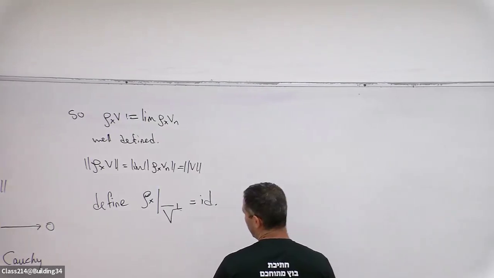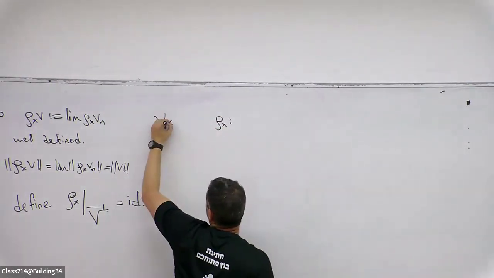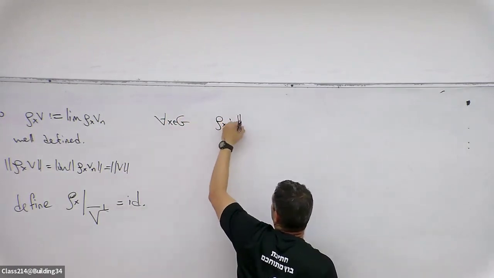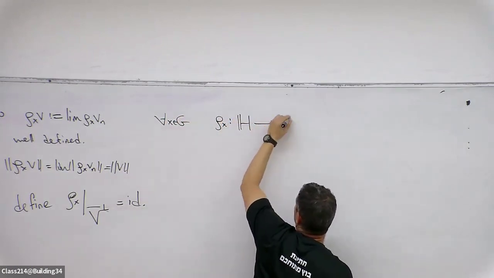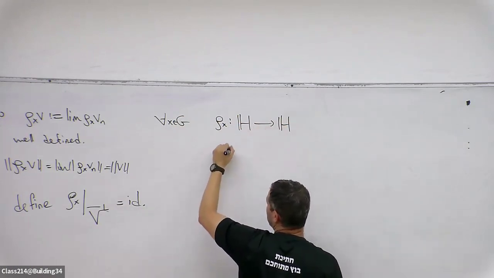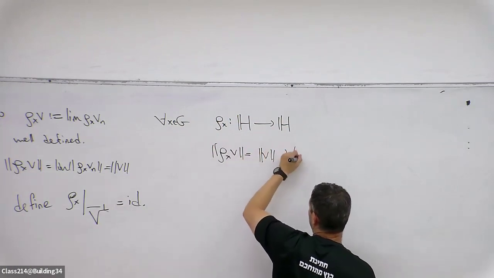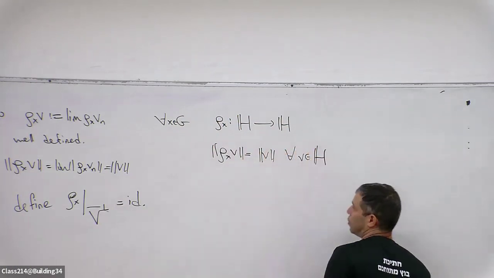So for every x in G, we have a map that goes from the Hilbert space to the Hilbert space. We don't know it's unitary. We know that rho x of V is in V for every V in the space.